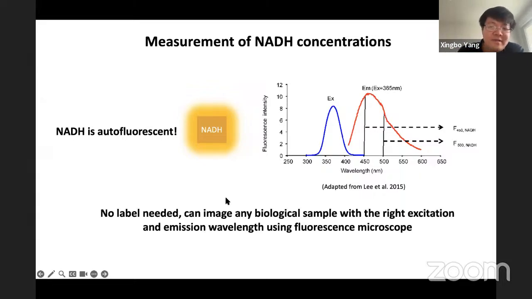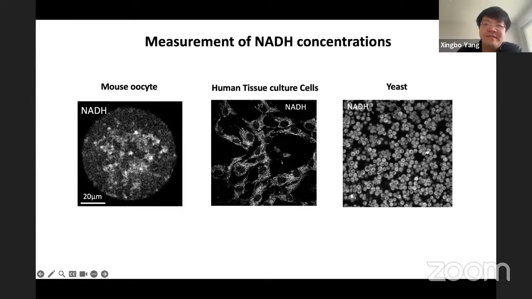So therefore, it's a very general method: no label needed, and you can image any biological sample with the right excitation and emission wavelength using a fluorescence microscope. So that's very good. Here, just to show you that we did it, for example, for mouse oocytes, for human tissue culture cells, for yeast, you just use the exact same excitation and emission, and you'll be able to see all the NADH inside the cells. Is that a question?